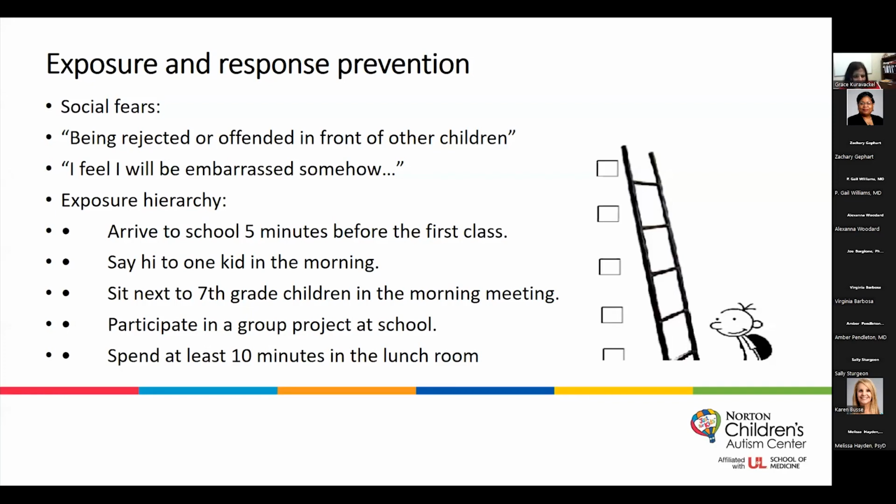An exposure hierarchy is developed, and in ascending order, arriving to school a little earlier, starting with very, very low anxiety-provoking items, and then leading on to more high anxiety-provoking incidents, and then supporting the child with a lot of reinforcement. And here we incorporate a lot of those reward systems that are part of their restricted interests, and use those to reinforce their successful exposure at each level.